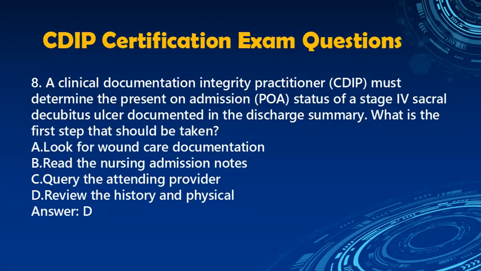8. A clinical documentation integrity practitioner (CDIP) must determine the present on admission (POA) status of a stage 4 sacral decubitus ulcer documented in the discharge summary. What is the first step that should be taken?